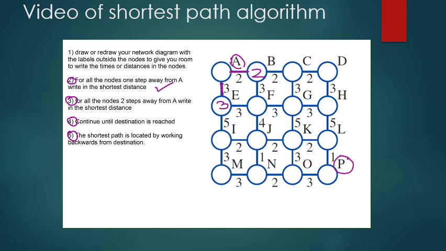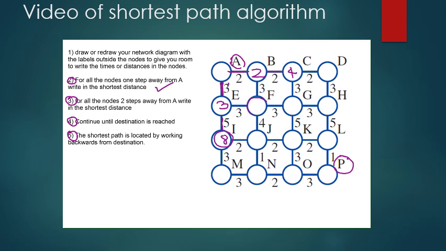In this case, we've got A to B to C. So if I arrive at C, going this path here, 2 plus 2 equals 4. If I go down to I, it's going to be 3 to E, and then a further 5 to I, so 3 plus 5 equals 8.